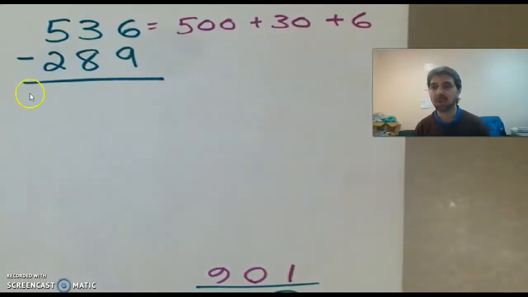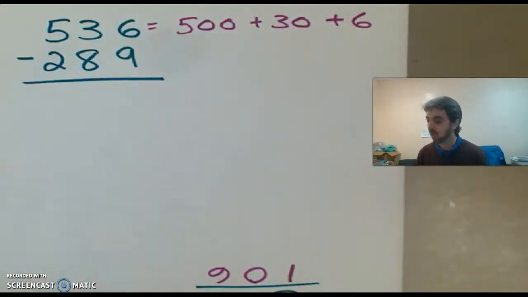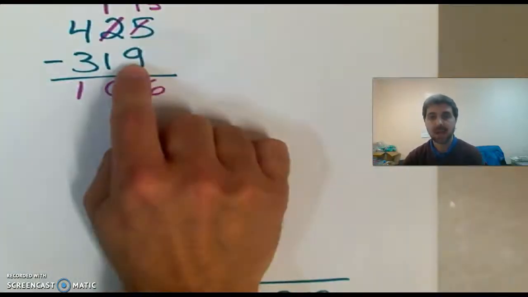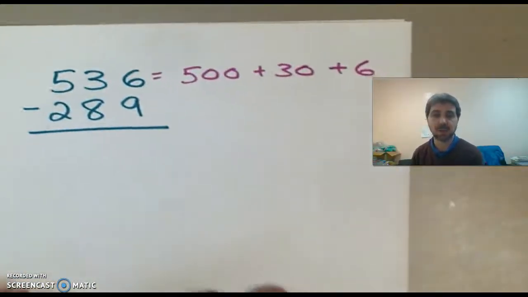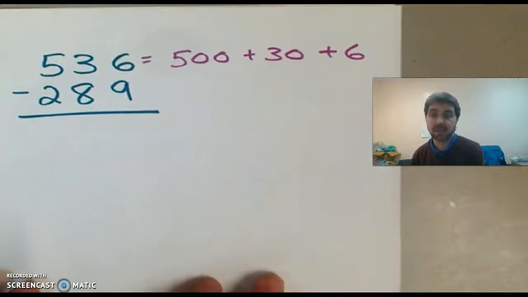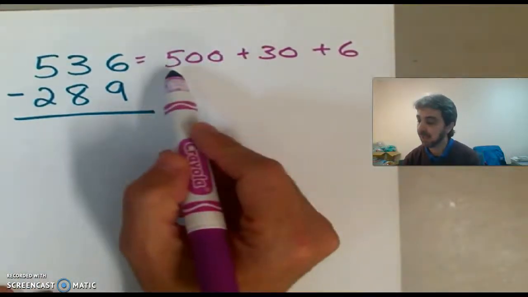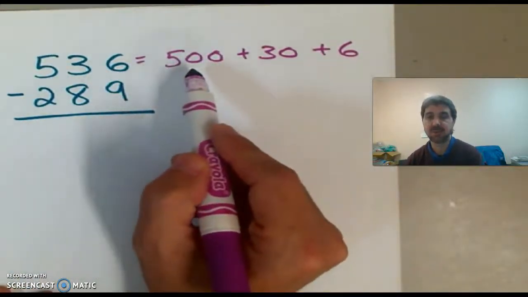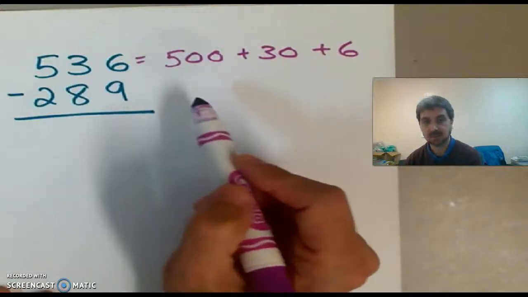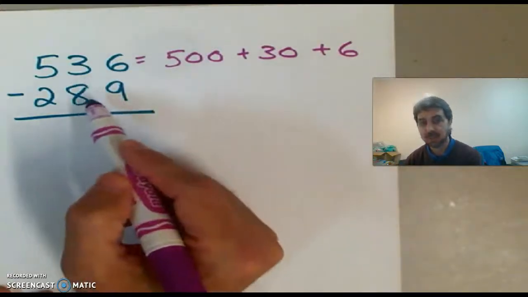All right, so hello, boys and girls. So let's look at this. Over here, I showed you how that might look with the traditional algorithm. This is how this would look with what's called the place value strategy. All right, so I break out 536, and I'm going to subtract 289.